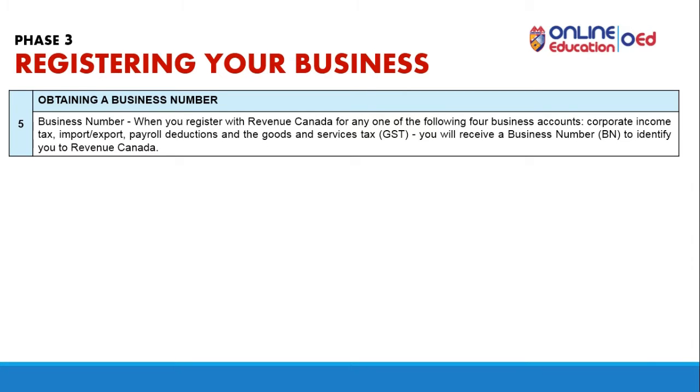All right. So after registering a business, obtaining a business license, and learning the provincial tax information, you will now obtain a business number. You receive a business number when you register with Revenue Canada for any of the following four business accounts: corporate income tax, import export, payroll deductions, and the goods and services tax. It identifies you to Revenue Canada. Right?